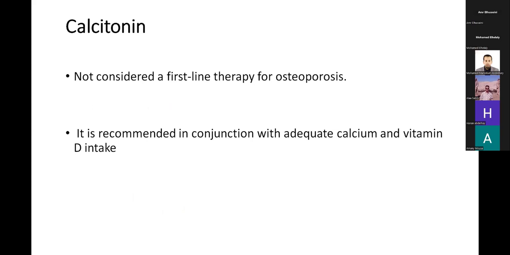Calcitonin is no longer considered first-line therapy for osteoporosis, and if used, it's recommended to use it with adequate intake of calcium and vitamin D for fear of hypoglycemia.